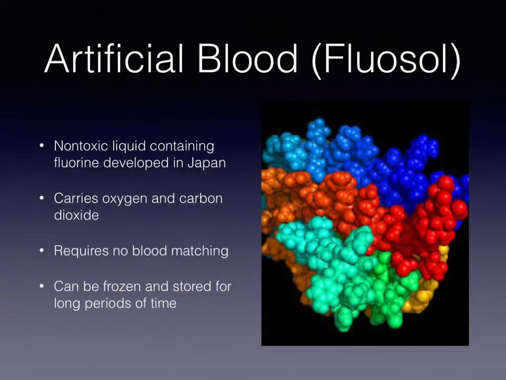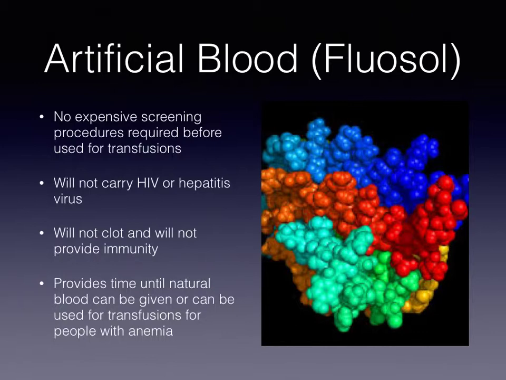Then we have artificial blood. It's known as Fluosol. It's a non-toxic liquid containing fluorine developed in Japan. It carries oxygen and carbon dioxide. It requires no blood type matching, which is a good thing. It carries what we need, and it's non-toxic. It can be frozen and stored for long periods of time. All good things. There's also no expensive screening procedures required before use for transfusion.